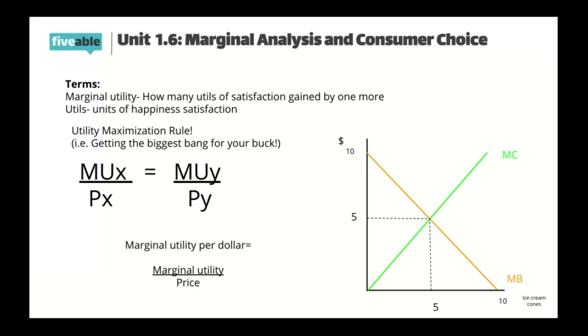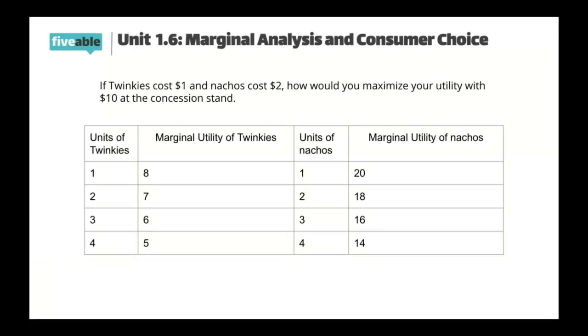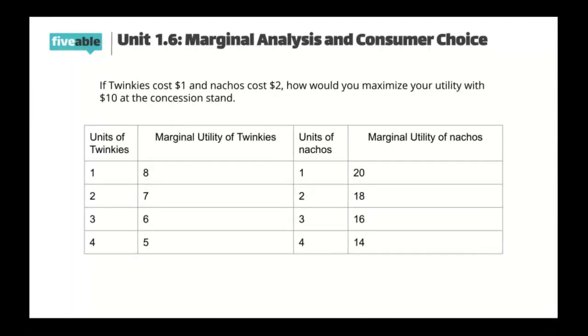So let's go ahead and I want you to picture a concession stand. You go up to the concession stand, you have $10. Twinkies are going to cost $1. Nachos cost $2. So how would you maximize your utility with $10 at a concession stand? How are we going to do this? Math. All right, we're going to do a little math here.